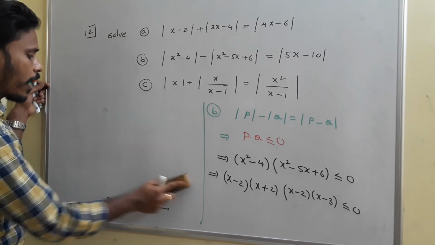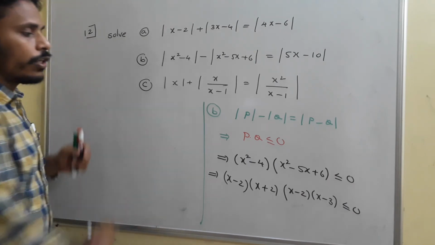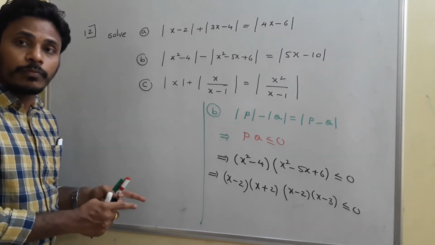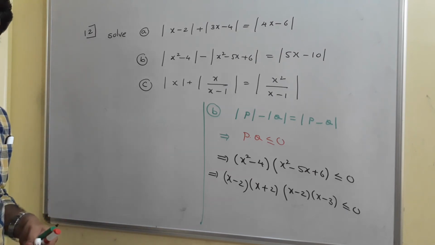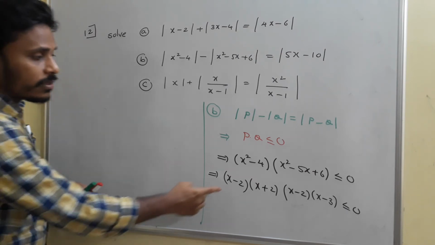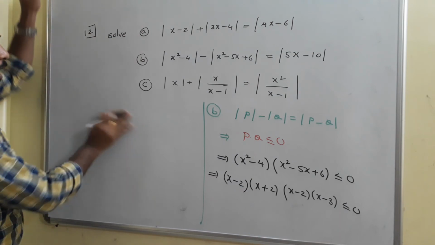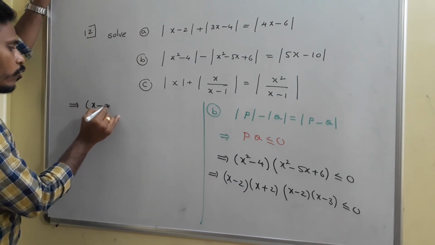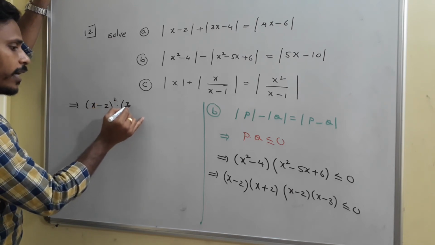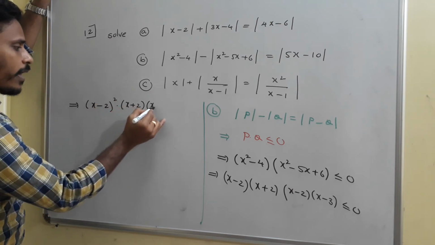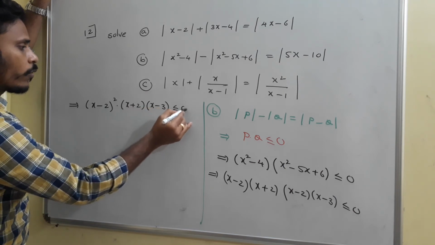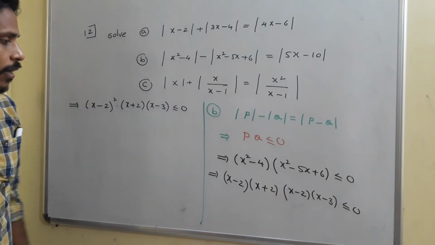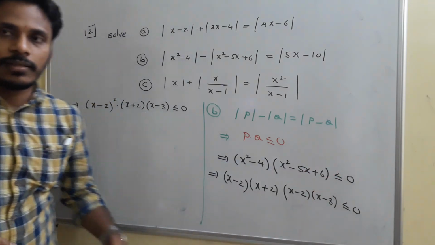Okay. And now just think about it. (x − 2)(x + 2)(x − 2)(x − 3) is less than or equal to 0. Here, x − 2 times x − 2 is (x − 2) whole square. So this implies (x − 2)² (x + 2)(x − 3) is less than or equal to 0.